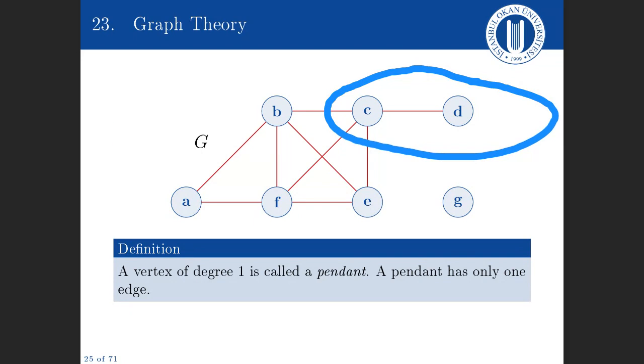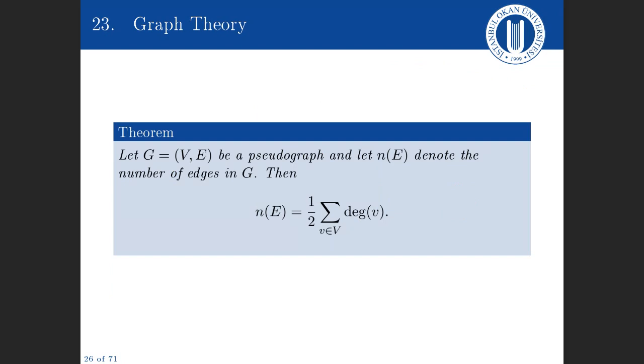And then we come to the first theorem of today's lesson. Let G be a pseudograph. That's a graph in which we're allowed to have parallel edges and we're allowed to have loops. And let N of E denote the number of edges in G. Then the number of edges in G is a half multiplied by the sum of all of the degrees.